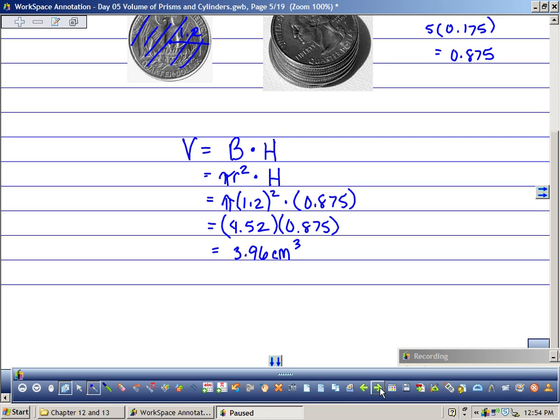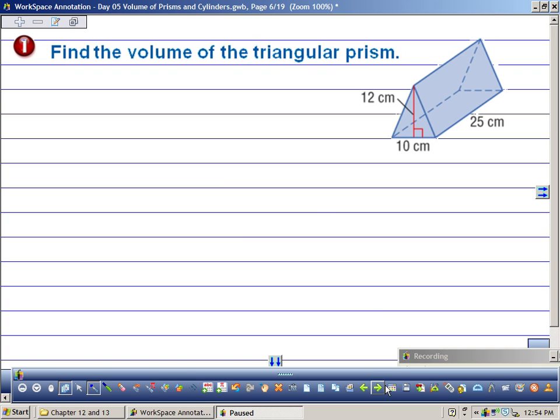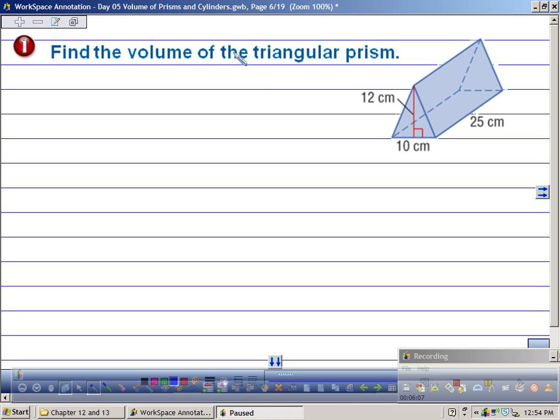No. This was just, I wanted to use a real-world example. And I'm using this example, and you'll see why at the very end. Find the volume of the triangular prism. So what's the volume formula again? Base times the height. This happens to be a triangle. And it's going to be multiplied by how tall the triangle is.